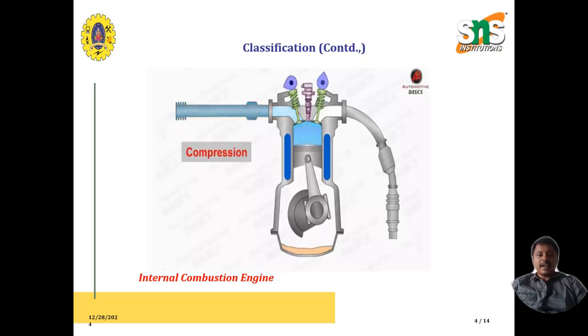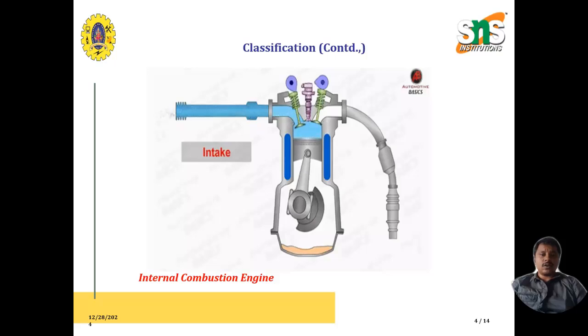You can see the internal combustion engine. Here, as I told you earlier, the combustion takes place inside the engine. So you can see here there are different strokes: power stroke, compression stroke, exhaust stroke, intake stroke. The sequence of strokes is first the intake stroke, where the fuel enters inside the engine.